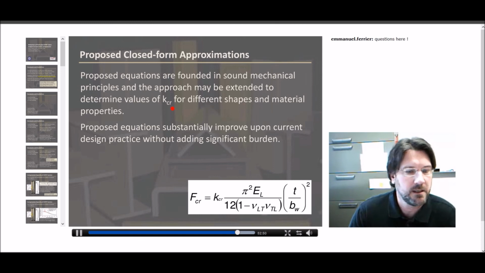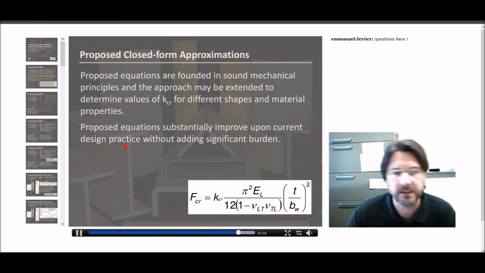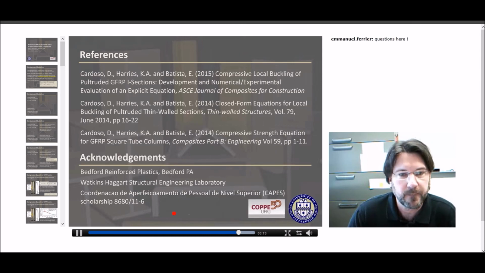For instance, bond characteristics in glass fiber bars, our manufacturers need to give us that characteristic value. We've also proposed an approach which we believe improves on current practice and can be easily extended to other shapes, other material properties analytically. And so with that, I wish to conclude.